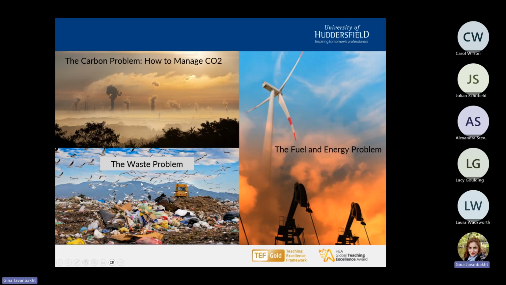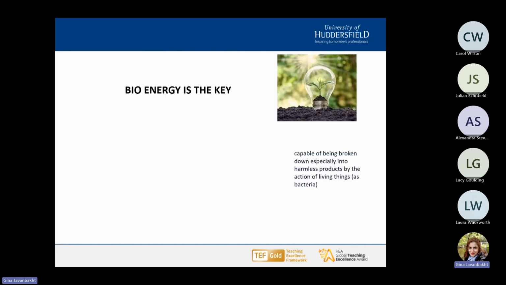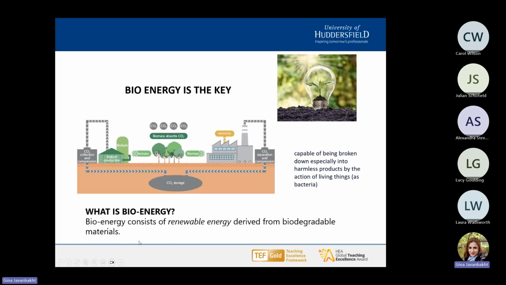Well, as I said, it was a really dark talk so far, but good news: yes, we do have a solution. Bioenergy is one of the solutions. It actually is growing very fast. Governments are supporting it, and it's very, very promising. So what's bioenergy? Bioenergy consists of renewable energy that comes from biodegradable materials.